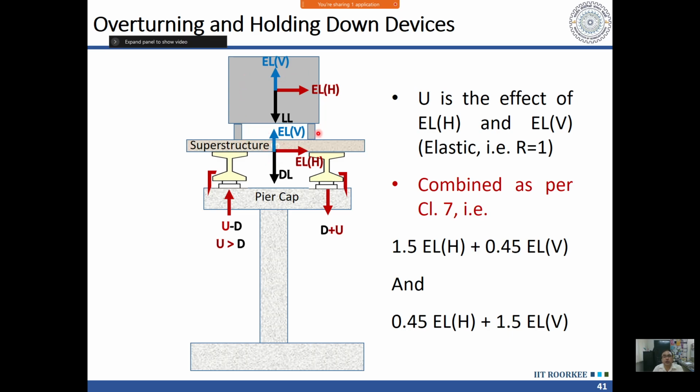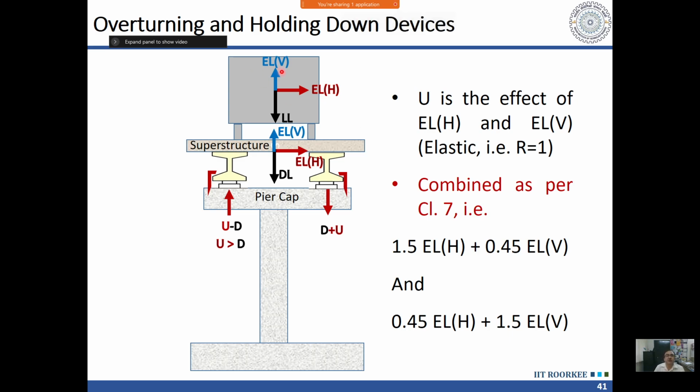Then above that there is also live load, and at the center of mass of the live load also there will be a horizontal force. This horizontal force will cause overturning moment, and this is combined with the vertical component of earthquake. We discussed that the vertical component of earthquake is there in all the cases, although the vertical component is 2/3 of the horizontal component. When we combine it with the horizontal component, we will consider 30%, because the peak vertical and peak horizontal forces will not occur together.